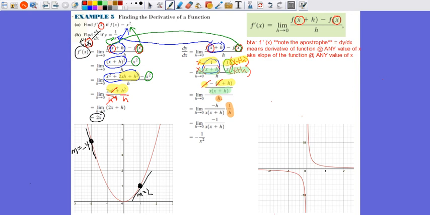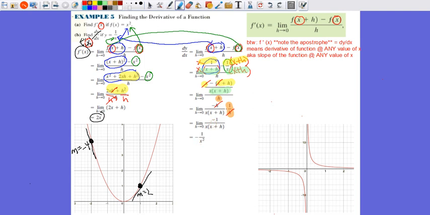And lastly, the h's also cancel here. So now you're left with negative 1 over x times x plus h. And as h approaches 0, this basically goes away and you're left with -1 over x squared. So this is your final answer.